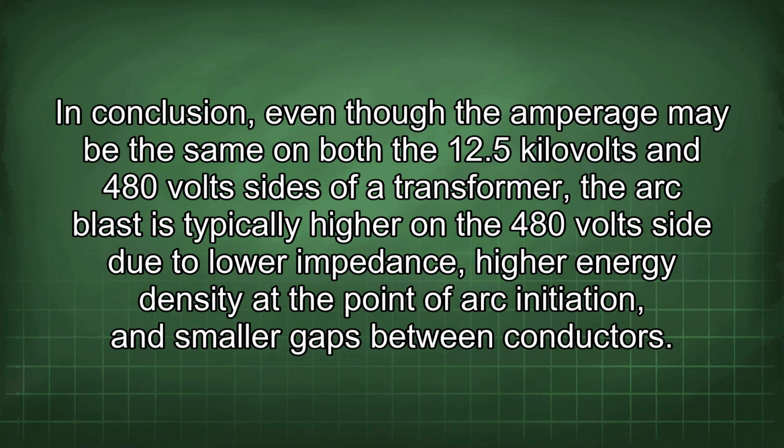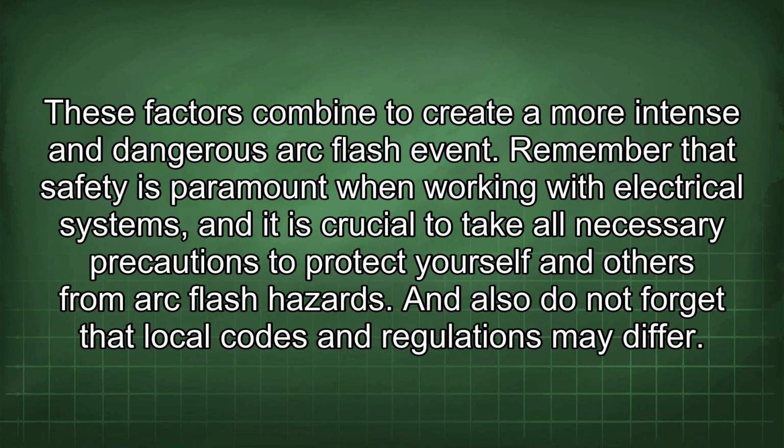In conclusion, even though the amperage may be the same on both the 12.5 kV and 480 volt sides of a transformer, the arc blast is typically higher on the 480 volt side due to lower impedance, higher energy density at the point of arc initiation, and smaller gaps between conductors. These factors combine to create a more intense and dangerous arc flash event. Remember that safety is paramount when working with electrical systems, and it is crucial to take all necessary precautions to protect yourself and others from arc flash hazards.